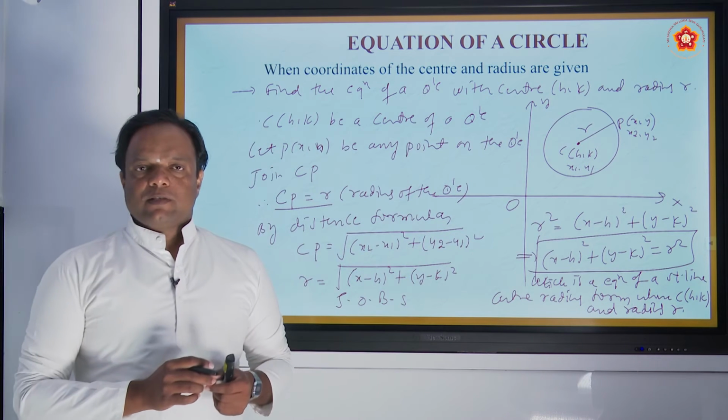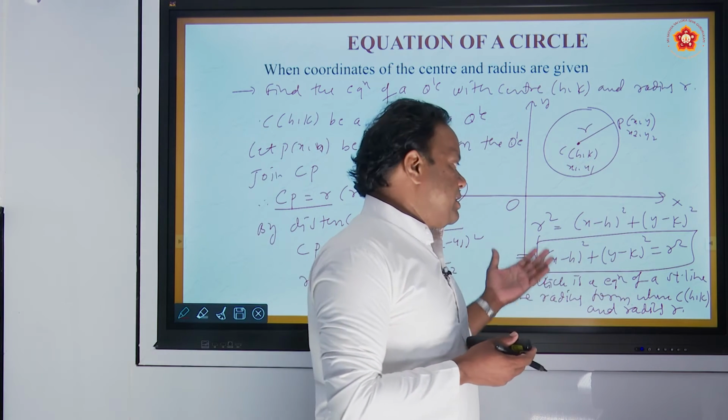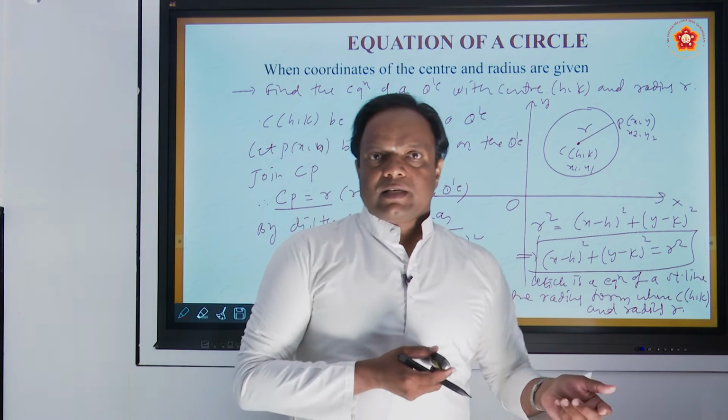x minus h whole square plus y minus k whole square is equal to r square. This is the equation of a circle, the standard equation of a circle. Center is h comma k and radius is r. Okay, this is also the center radius form, and the previous one was also center radius form.